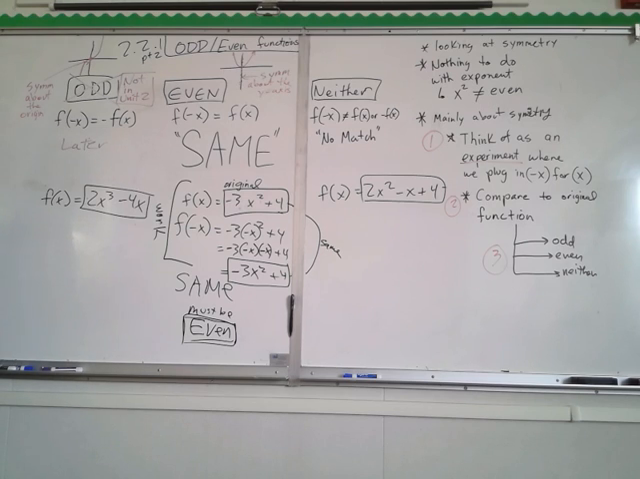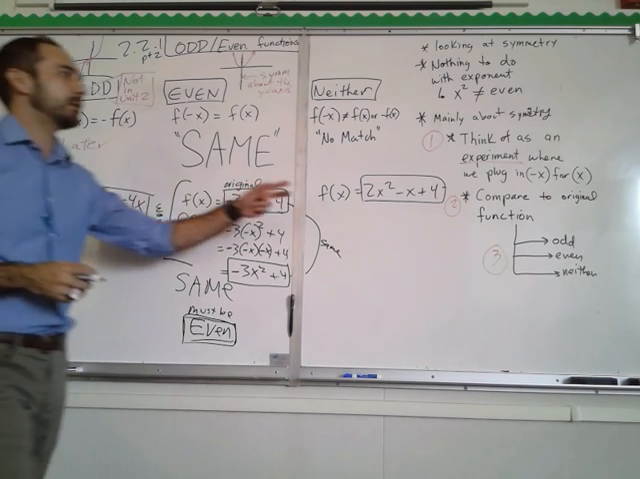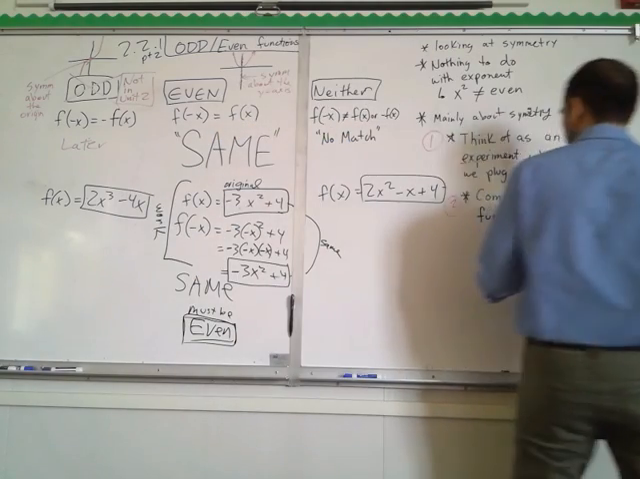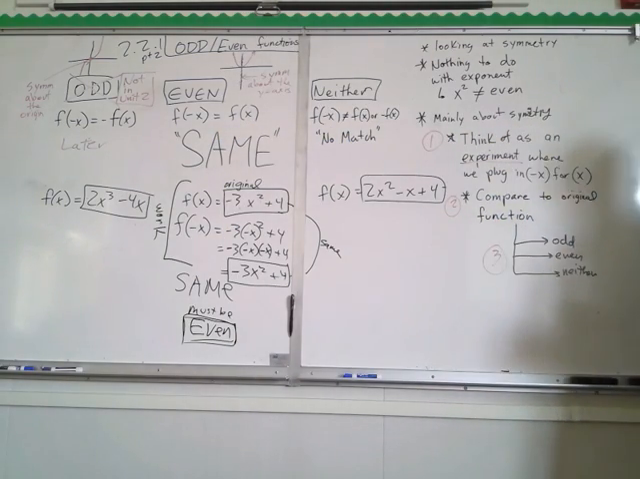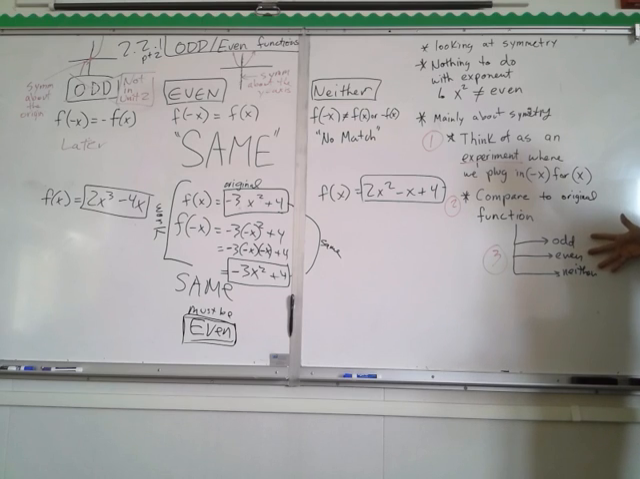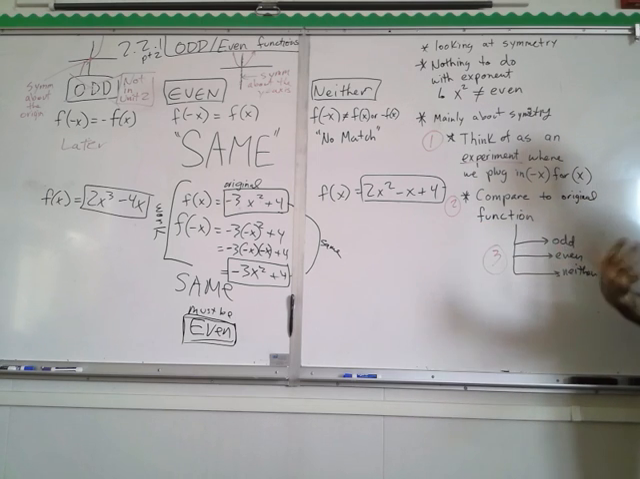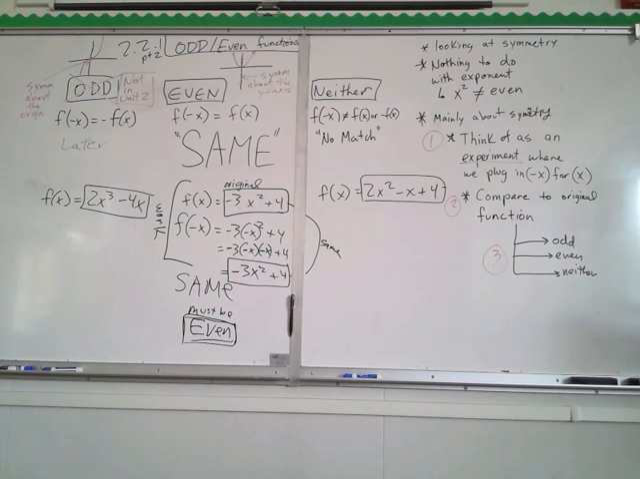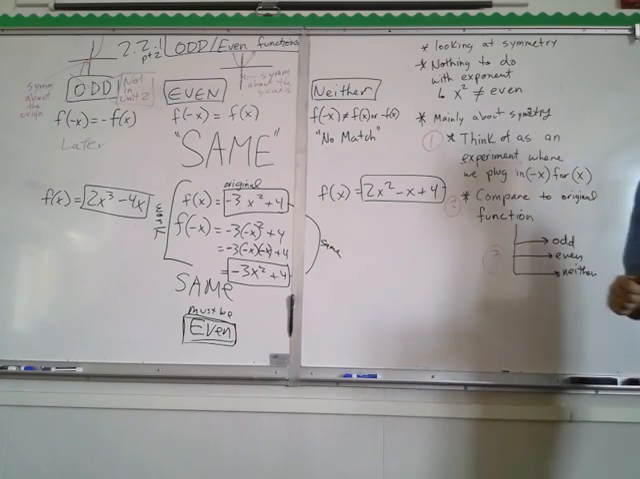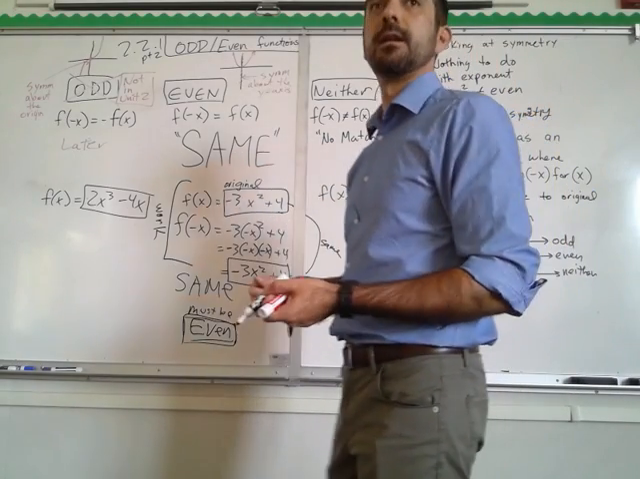All right, so what are we doing? We're doing an experiment where we plug in negative x for x. Then we compare to the original equation. We're going to have 3 options for how those 2 equations relate, the original and the experiment. And that's how we're choosing odd, even, or neither. Okay, pretty straightforward. How are we feeling? Thumbs up, sideways, down.